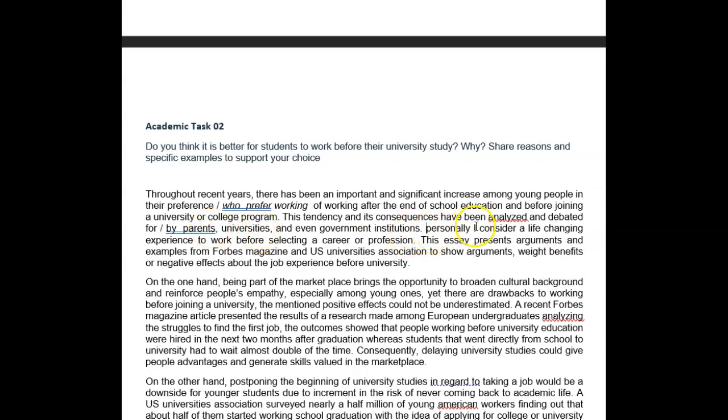And then here, personally, comma, I consider a life-changing experience. So you consider it a life-changing experience to work before. Okay, so you're saying you like it, yeah? This actually presents arguments, examples from, yeah. Oh, well done. Now, to show arguments weighing the benefits or negative effects of, so an effect of or on, okay?